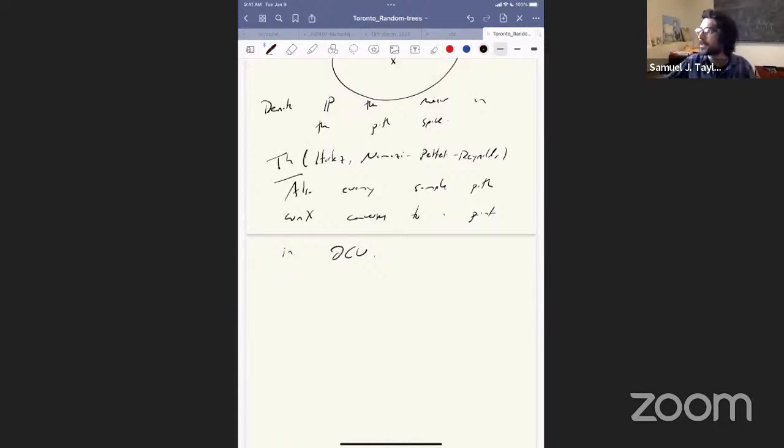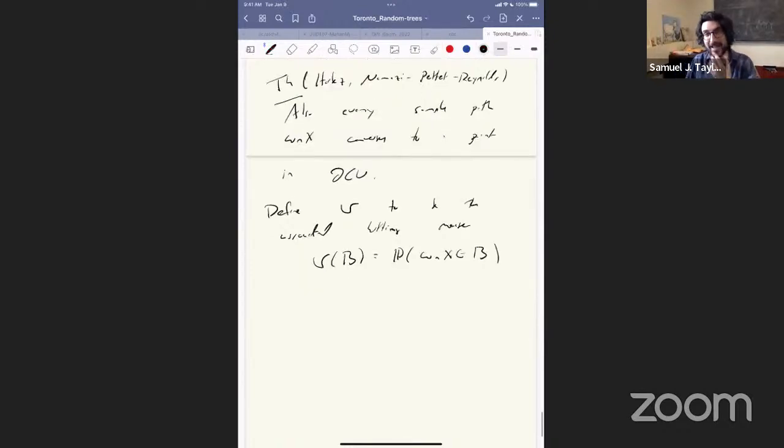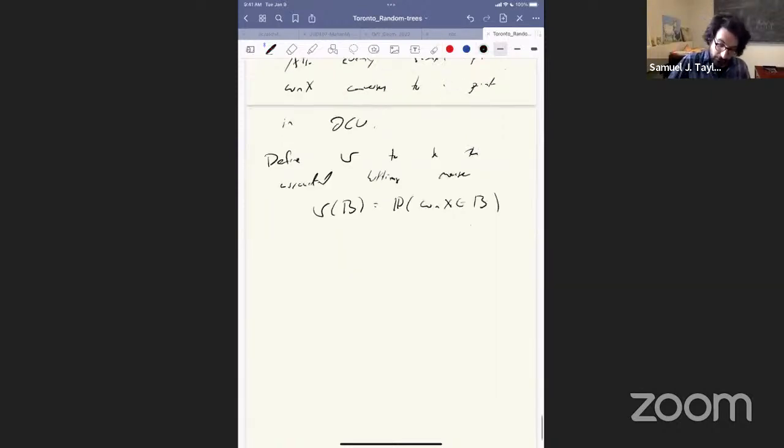So what do we have now? Once we have the fact that sample paths converge, we can define a hitting measure, and we can talk about typical trees with respect to that hitting measure. So define nu to be the associated hitting measure. Nu of some set in the boundary of outer space is just the probability that a sample path of the random walk limits to a point in that set. Okay, so that's maybe the background.